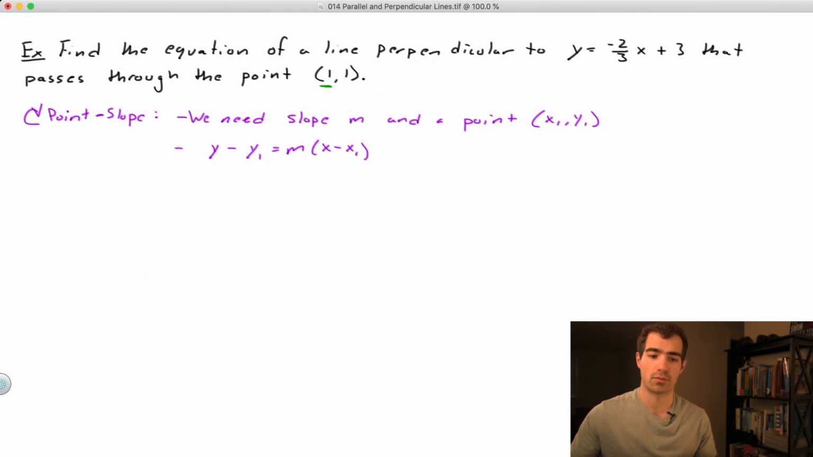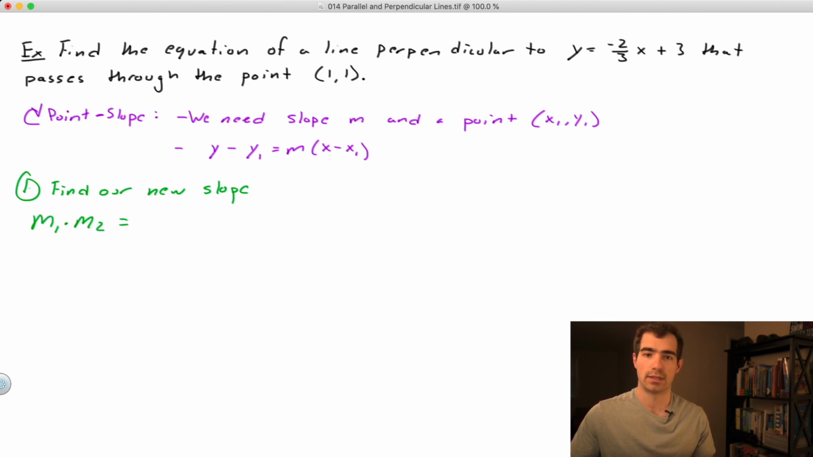We have this point (1, 1) that we know our line is passing through. And so we're already halfway there. The only trick now is to see if we can figure out what the slope has to be. And this is where our new knowledge of perpendicular and parallel lines comes into play. And so we can use that to our advantage to find our new slope. Specifically knowing that m1 times m2 has to equal -1. In other words, we need the opposite reciprocal.